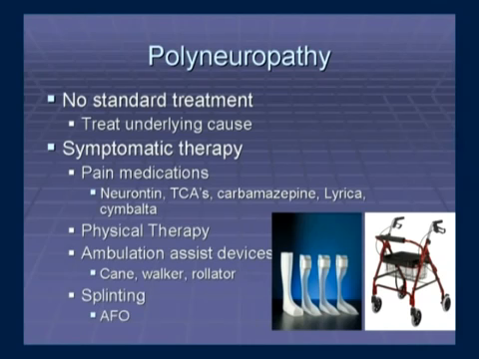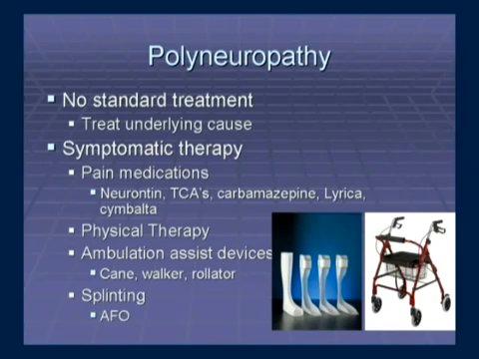So the symptomatic therapy, if someone is coming in complaining of pain, comes down to using one of a variety of pain medicines. My top 2 medicines are Neurontin or gabapentin and tricyclic antidepressants, which is a class of medicines like Elavil or nortriptyline Pamelor. If those don't work, I'll usually move on to carbamazepine, Lyrica, or Cymbalta.